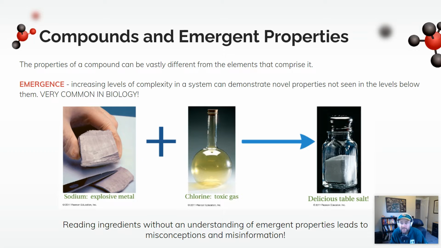A great example is NaCl, or sodium chloride, or table salt. I'm sure you've all used salt to season your food before, and it's something you put in your body. But if you break it down to its simpler components, those elements, sodium, which is explosive when it comes into contact with water, or chlorine, which is a really toxic gas that's bad for the human body, are both things you don't want inside you. But when you put them together, a new property forms. We have delicious table salt.